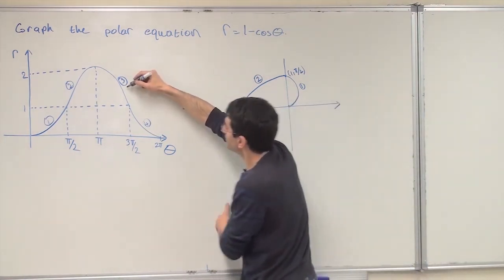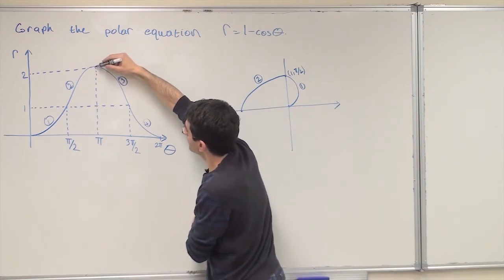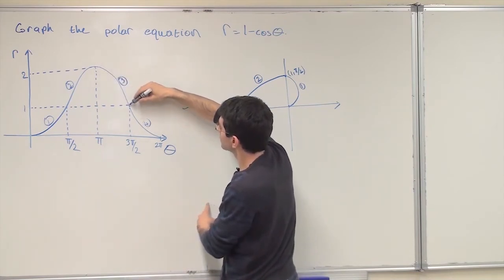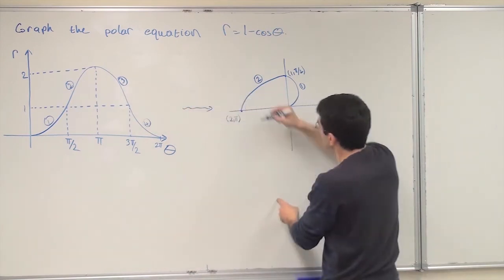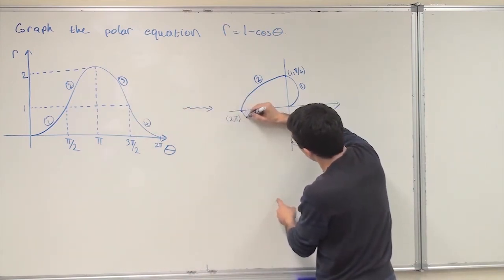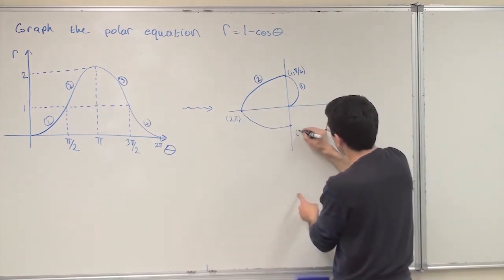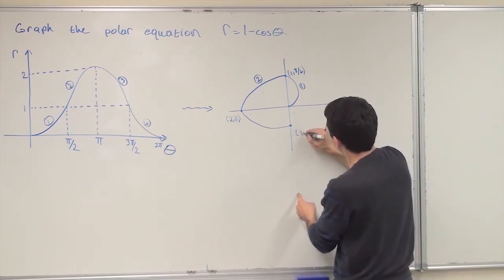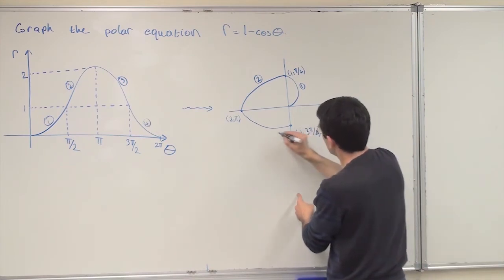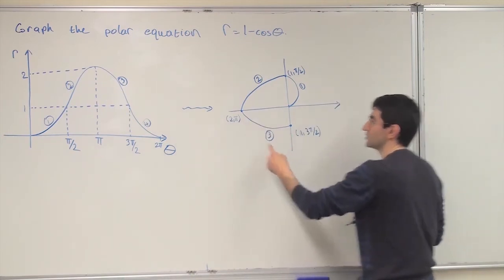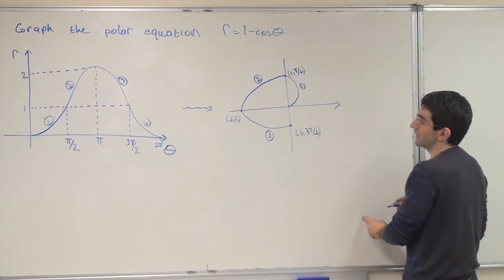The third region, we observe that r's start to decrease. At pi, they are 2, they decrease, and at 3 pi over 2, they become 1. So, start here, and we decrease down to 1, and it becomes 1 at 3 pi over 2. And this piece, this arc corresponds to the third region in Cartesian graph.